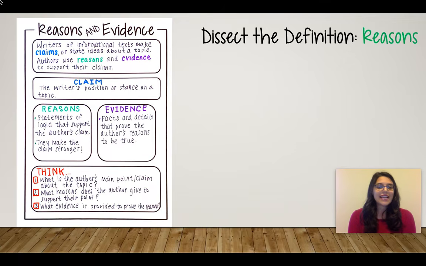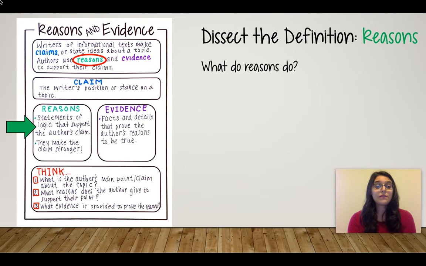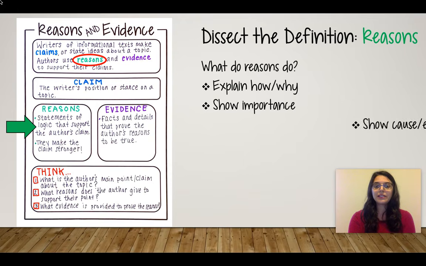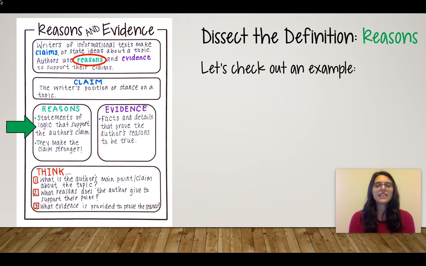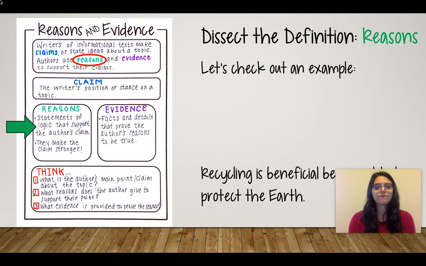Now let's dissect that second word, reasons, and that's right here in our anchor chart. The reasons. Those are the statements of logic that support the author's claim. They make the claim stronger. What do reasons do? They make the claim stronger. How do they do that? Well, they can explain how or why. They can show importance, show cause and effect, describe more, or share examples. So let's check out an example of this to help us really understand this concept.